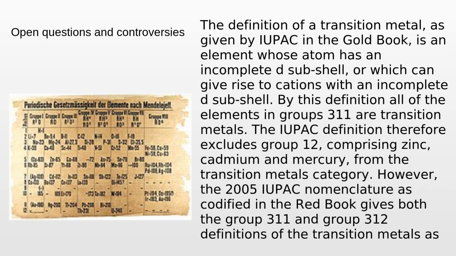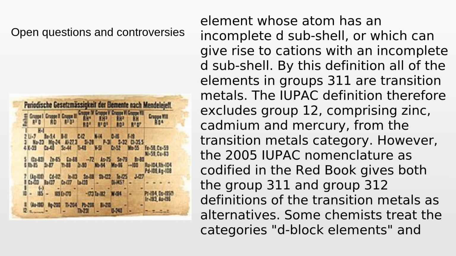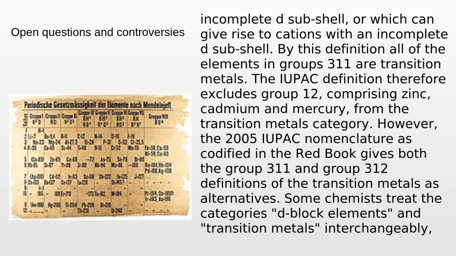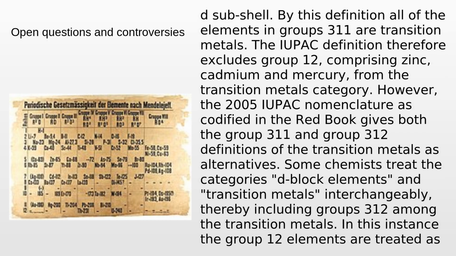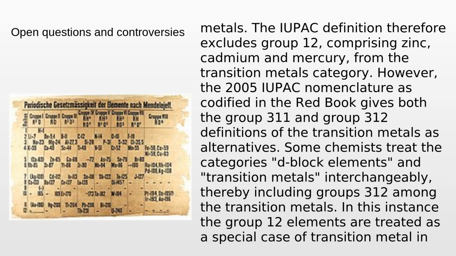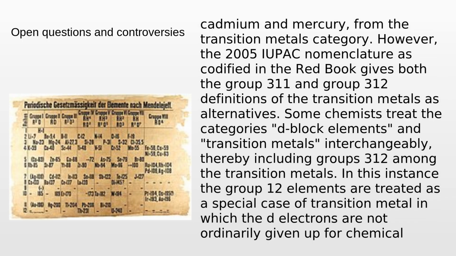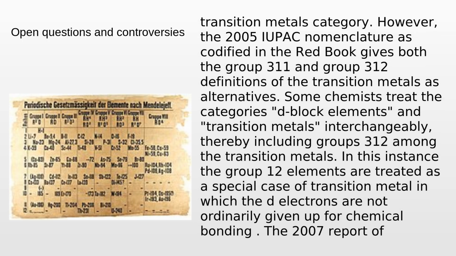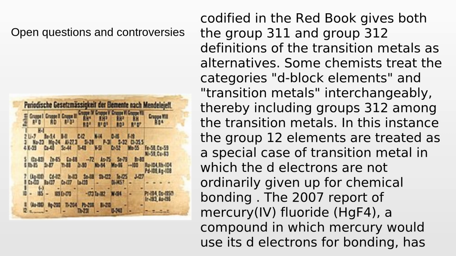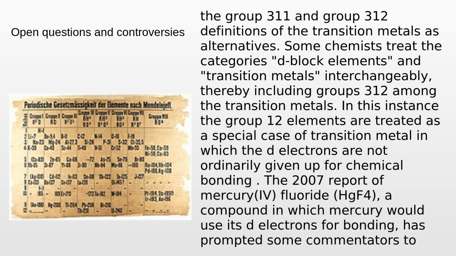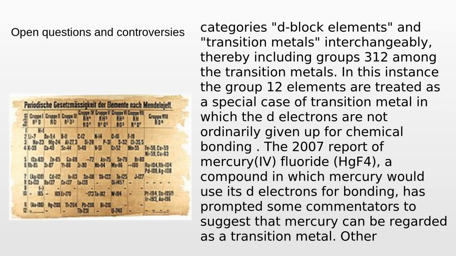The definition of a transition metal, as given by IUPAC in the Gold Book, is an element whose atom has an incomplete d subshell, or which can give rise to cations with an incomplete d subshell. By this definition, all of the elements in groups 3-11 are transition metals. The IUPAC definition therefore excludes group 12, comprising zinc, cadmium and mercury, from the transition metals category. However, the 2005 IUPAC nomenclature as codified in the Red Book gives both the group 3-11 and group 3-12 definitions of the transition metals as alternatives.